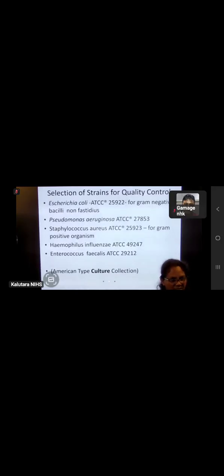When you are doing antibiotic sensitivity testing for a test organism, for example, if you have isolated Shigella from a stool culture, then you have to do antibiotic sensitivity testing for that. While doing antibiotic sensitivity testing, you have to do the quality controls as well. Then how to do this quality control? Selection of strains for quality control.